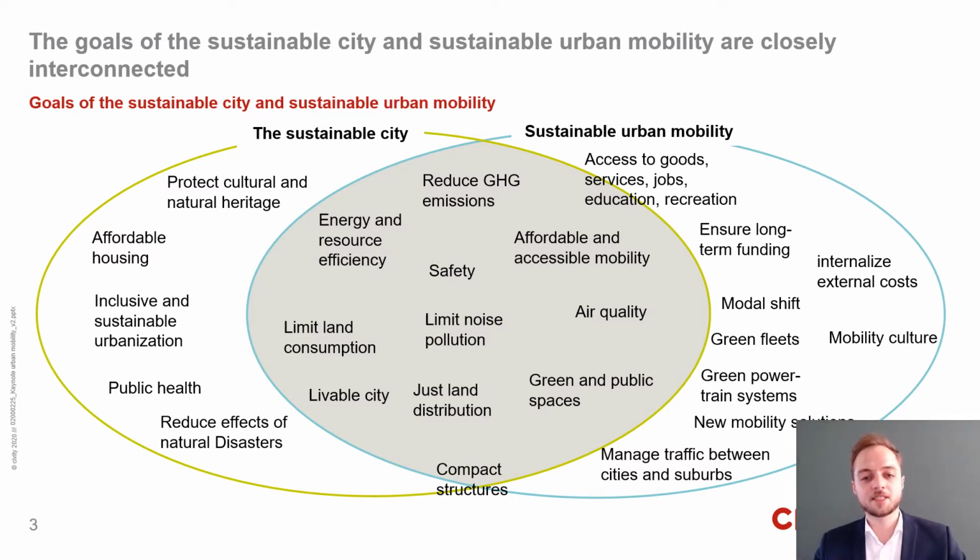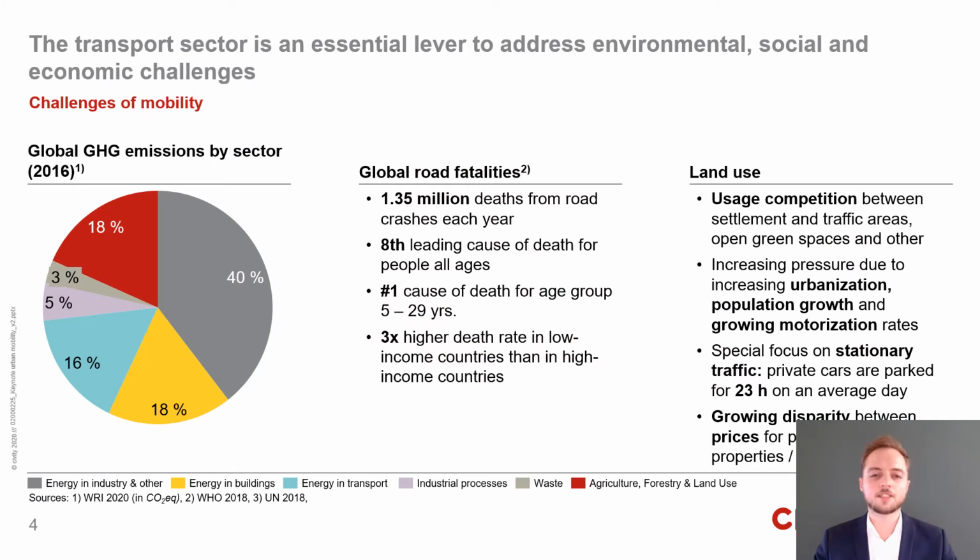Having said this, let's take a look at some numbers and figures that illustrate how interconnected the two of them really are. So as we see here, the transport sector is an essential lever to address environmental, social, and economic challenges on a global scale. On the left-hand side, we see the global greenhouse gas emissions in 2016, broken down into different sectors. And we can see that transportation is accountable for nearly 16% of all global emissions.